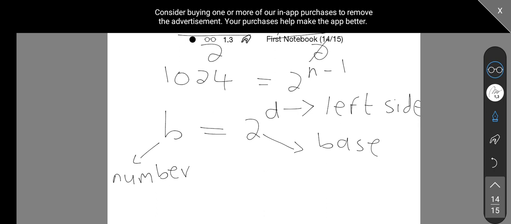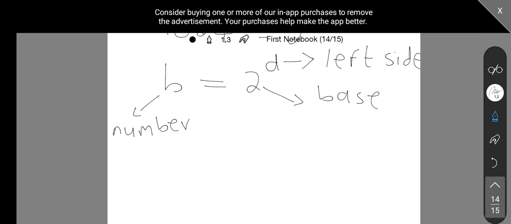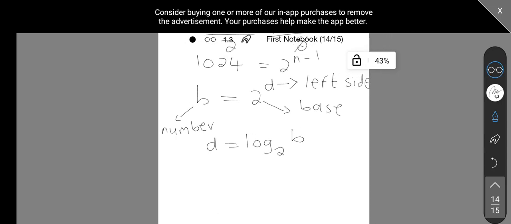What we're going to do here, we're going to apply logs. This goes as, we're going to say that the left side is d. d is equal to log, base is 2, the number is b. Follow the same procedure to write this expression. So which one is going to become the left side? The left side will be the exponent there. That will be n minus 1.